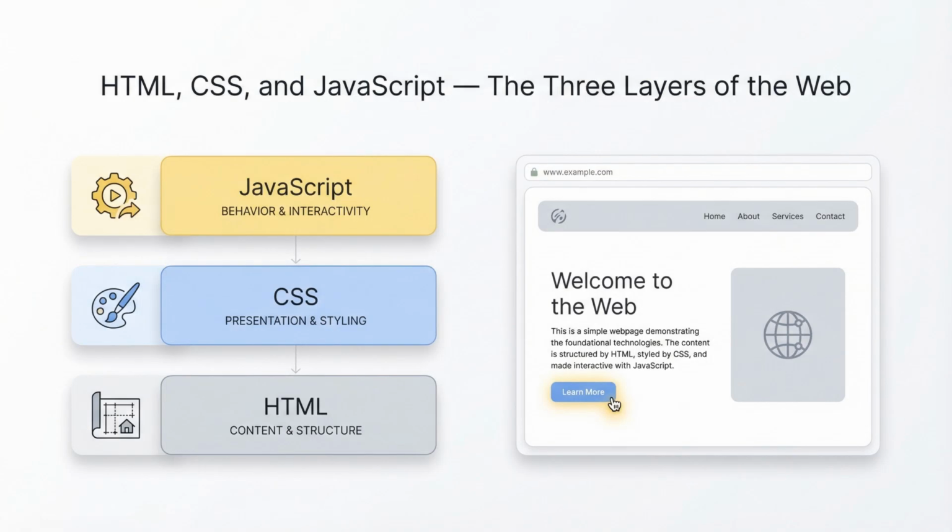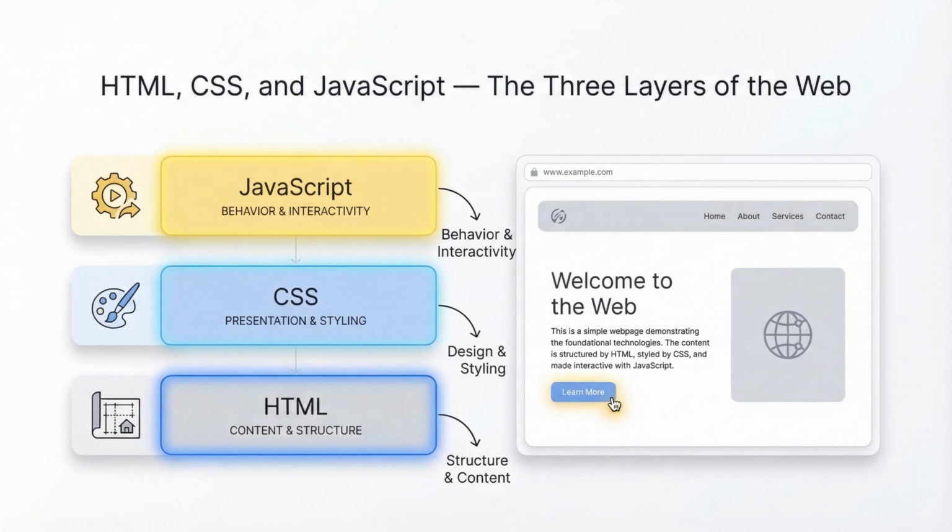Picking up from where we left off, let's talk about the three core technologies of the web: HTML, CSS, and JavaScript. Think of them as three distinct layers. HTML gives a page its structure and content. CSS handles the visual design, colors, fonts, layout, and JavaScript adds behavior and interactivity. Each one has a specific job, and together they build everything you see on the web.